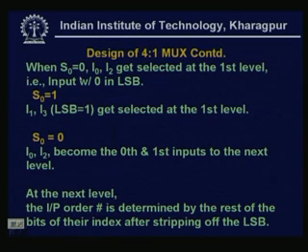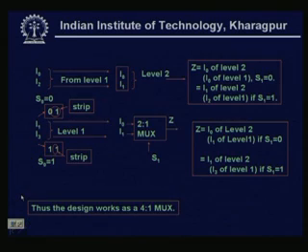So, when S0 is 0, I0, I2 get selected in the first level, and when S0 is 1, then I1, I3 get selected at the first level. So, if S0 equal to 0, I0, I2 become the 0th and the first inputs to the next level. Now, at the next level, the second level, the input output is determined by the rest of the bits of their index after stripping off the LSB.